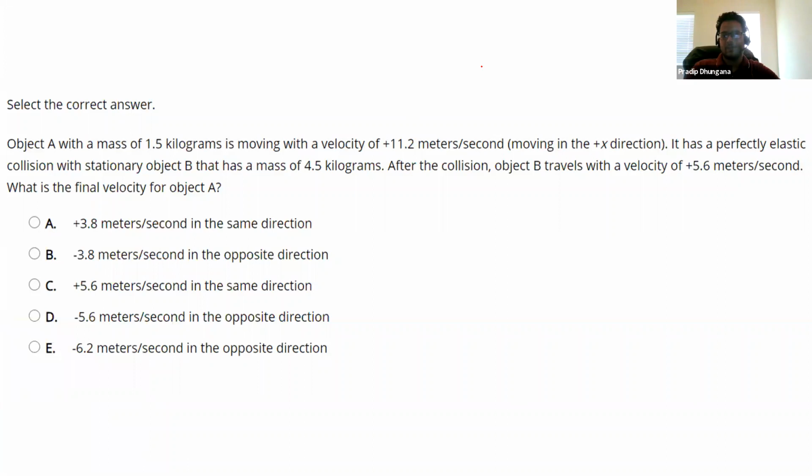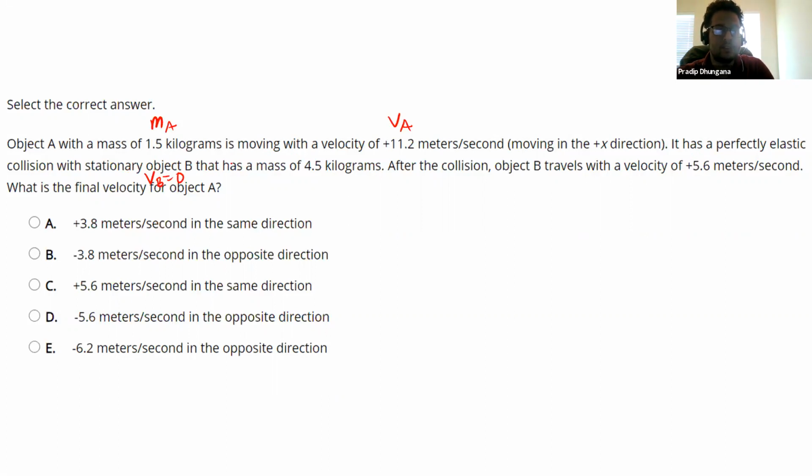This question I'll work by myself. Let me read that problem. Whenever I read, I write the information as well. Object A with a mass of 1.5 kilogram is moving with a velocity of 11.2 meters per second in the positive x direction. It has a perfectly elastic collision with a stationary object B. That means velocity of B is equal to 0.